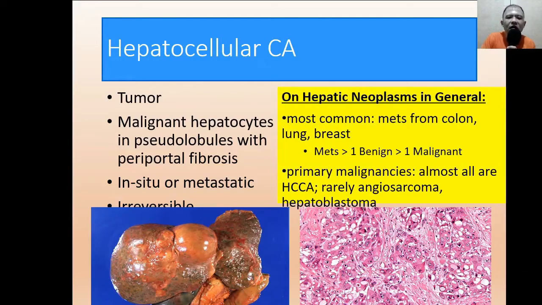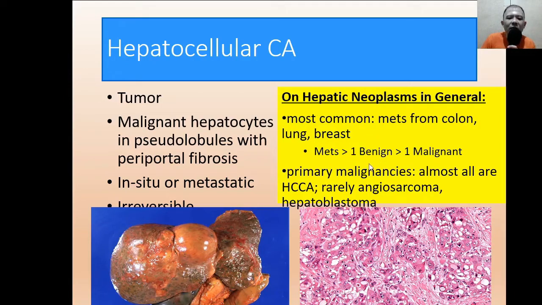Hepatocellular carcinoma is where you have a tumor. You have malignant hepatocytes in the pseudolobules with periportal fibrosis. It's in situ or metastatic. In situ means the tumor came from the liver itself. Metastatic means the tumor did not originate in the liver, but came from other sources. The most common neoplasm occurring in the liver is a metastasis, from the colon, lung, and breast.